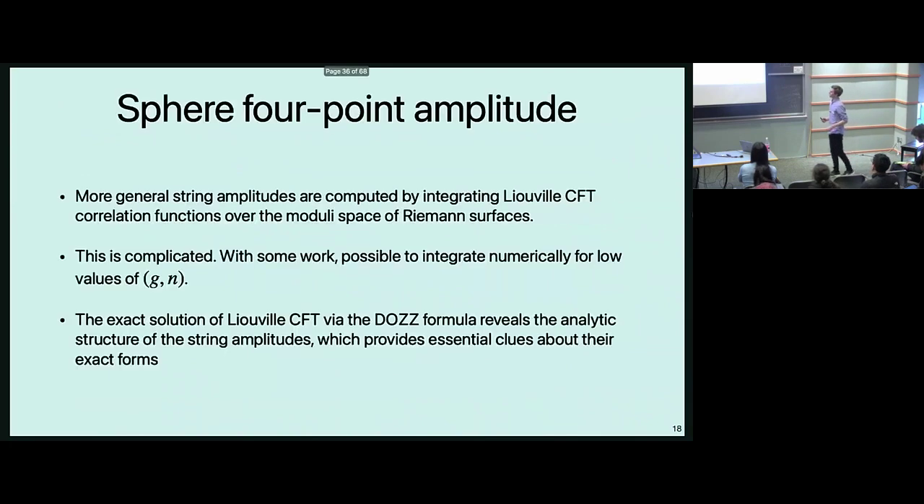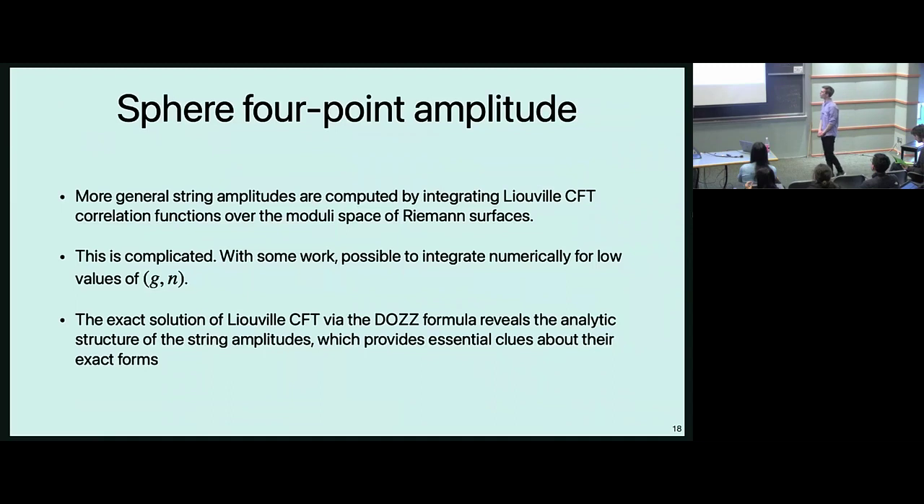Okay, good. Now, to compute more general string amplitudes, we of course have to integrate Liouville CFT correlation functions over the moduli space of Riemann surfaces. And in general, this is complicated and tedious. However, with some hard work, it is at least possible to integrate numerically for some low values of g and n.